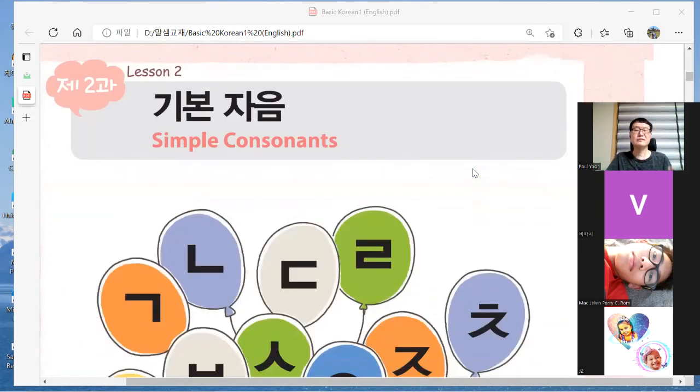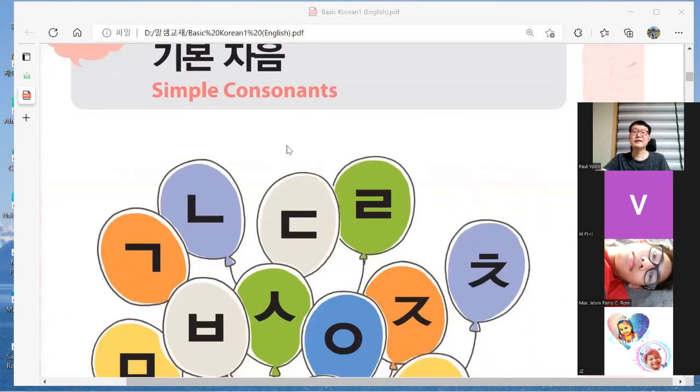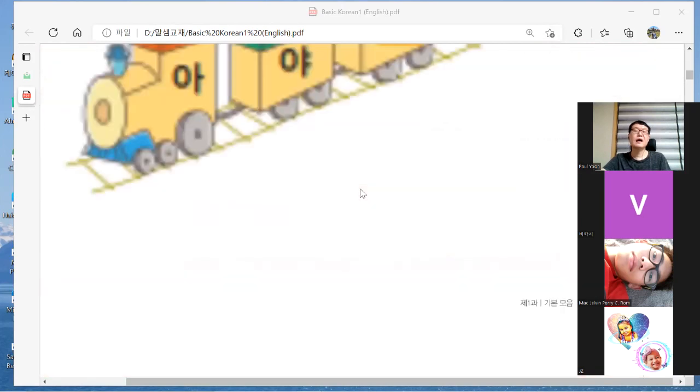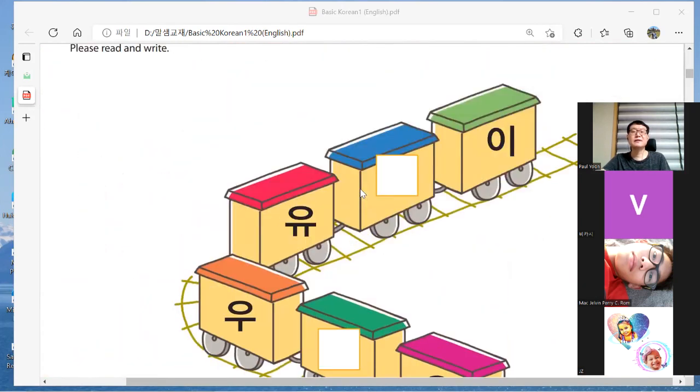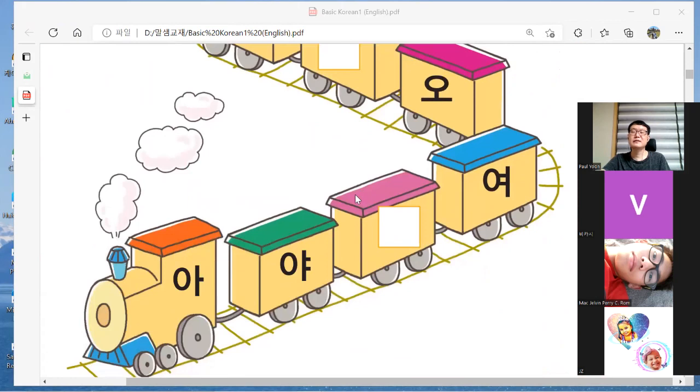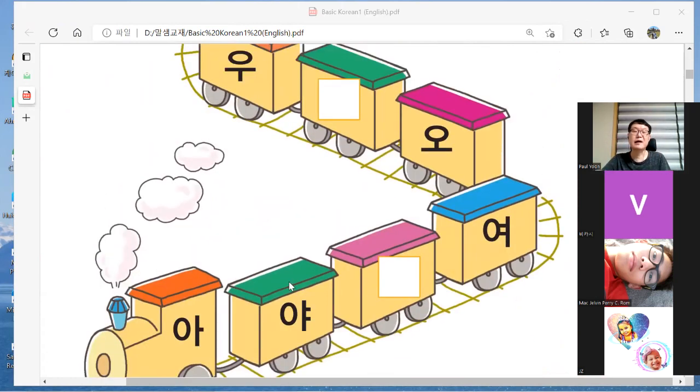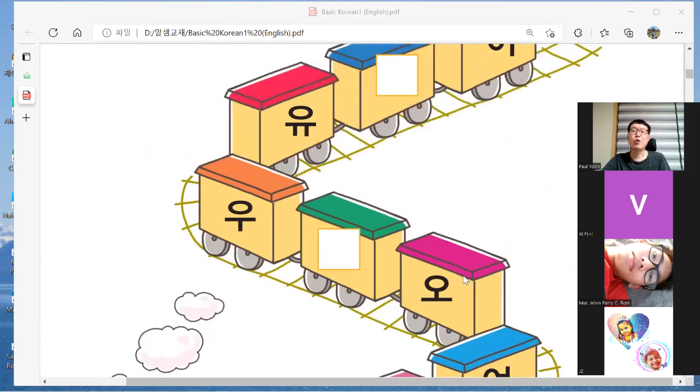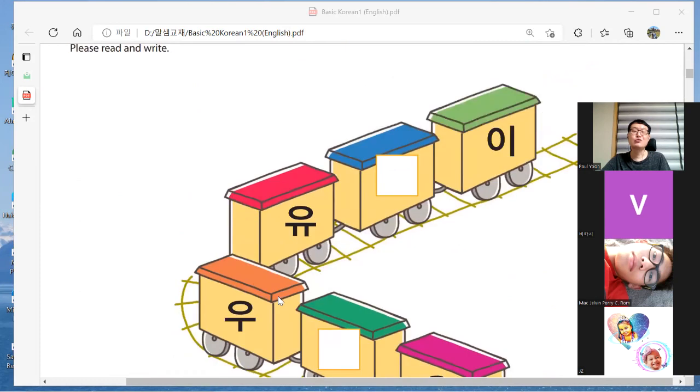Now, let's study consonants. First, the basic vowels. How many? There are 10 basic vowels: a, ya, o, yo, o, yo, u, i, e.